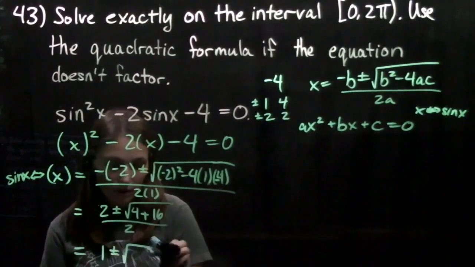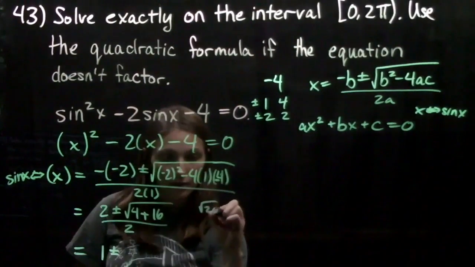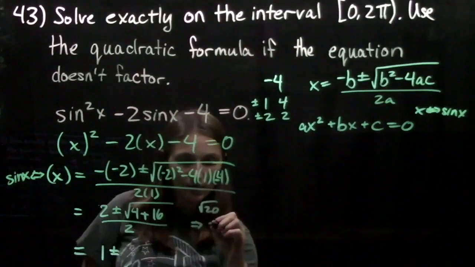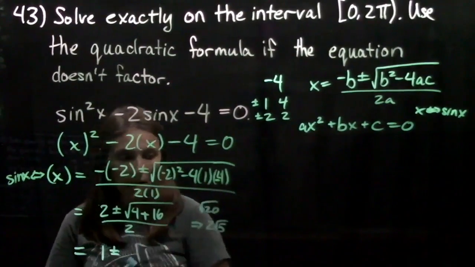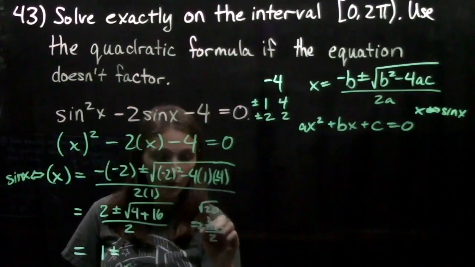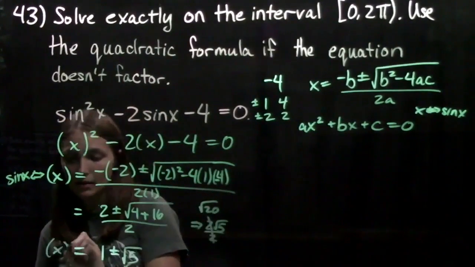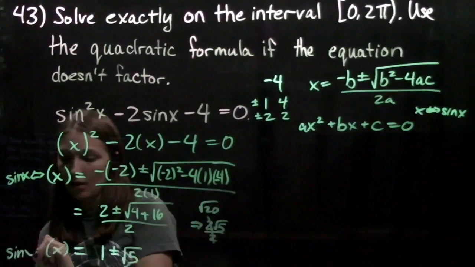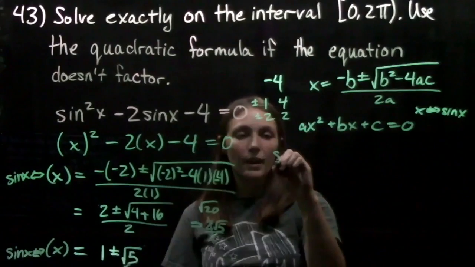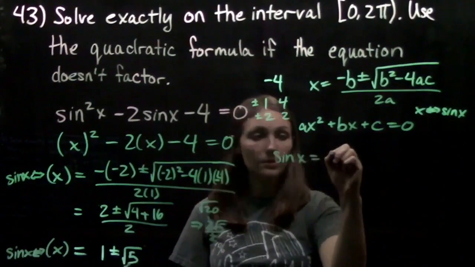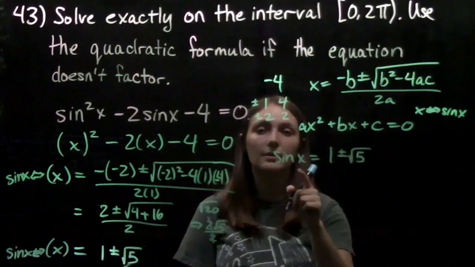And simplifying even further, we're going to get 1 plus or minus the square root. When we have this, it's going to become a square root of 20, which when we simplify that is going to become 2 root 5. And then that will be divided by 2, so we'll be left with a square root of 5 here. And that's going to be our x, or our sine of x, really. So now we have sine of x equals 1 plus or minus the square root of 5. And now we want to solve for x.